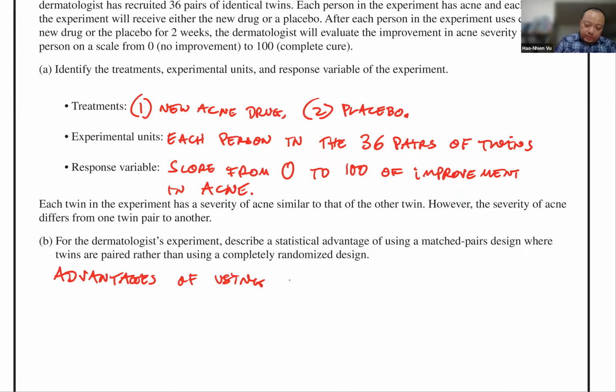Advantages of using matched pairs of twins. One is because we're told that each pair of twins has similar severity of acne to each other. Then by picking matched pairs, you automatically get equal severity to start with, so you can directly compare. So, direct comparison.